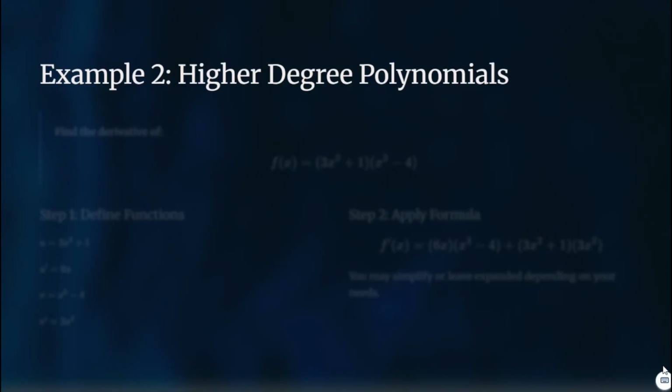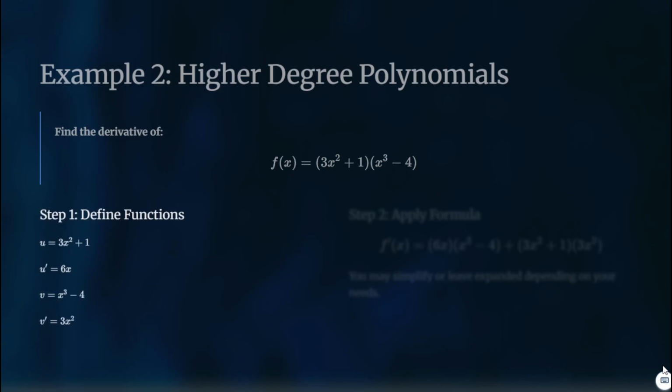Now let's tackle a more complex polynomial product that demonstrates why the product rule is so valuable. We want to find the derivative of f of x equals 3x squared plus 1 times x cubed minus 4. We could expand that and then use the power rule, but in this case we will use the product rule. So first, u is our first function, 3x squared plus 1. To find the derivative, we apply the power rule. The derivative of 3x squared is 6x. The derivative of 1 is simply 0. And then our second term v is x cubed minus 4, and the derivative v prime will be 3x squared.